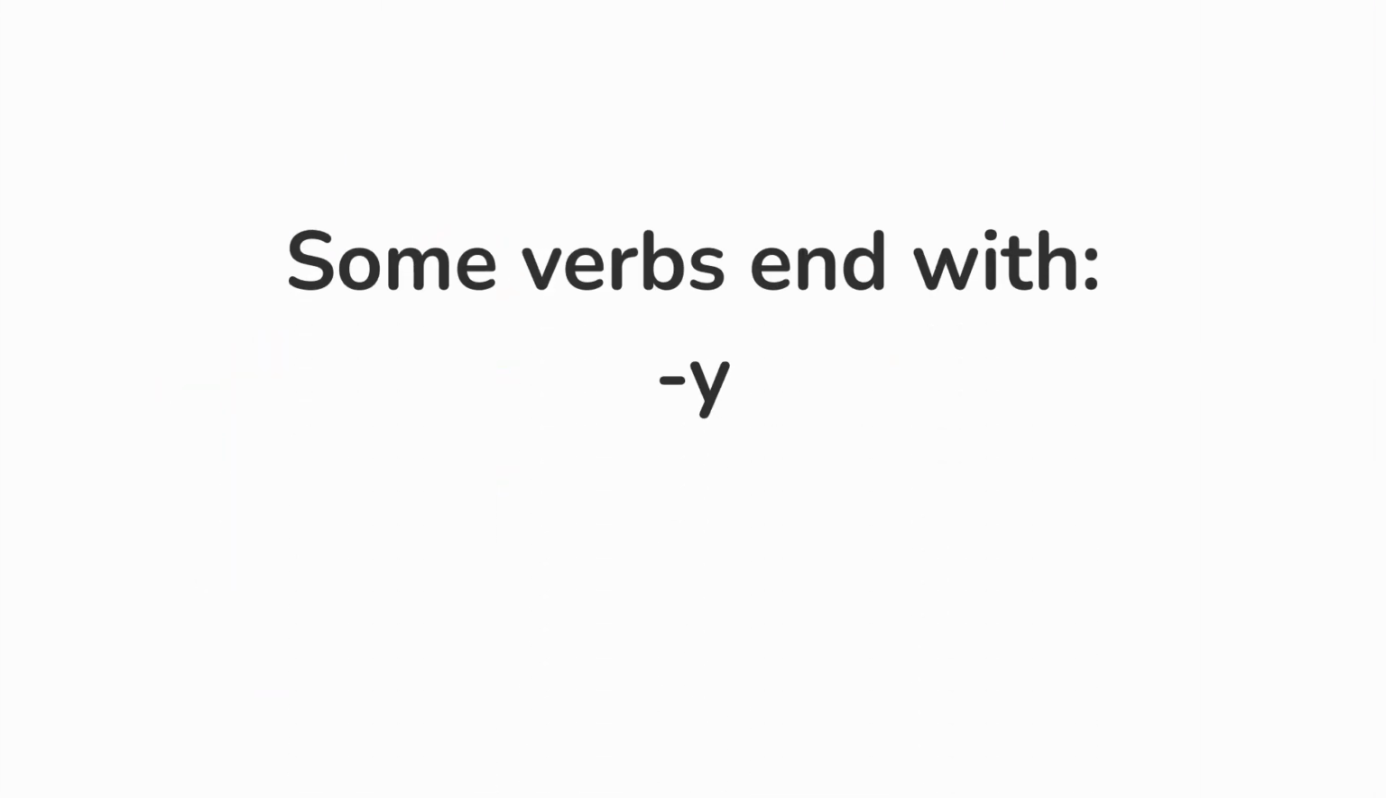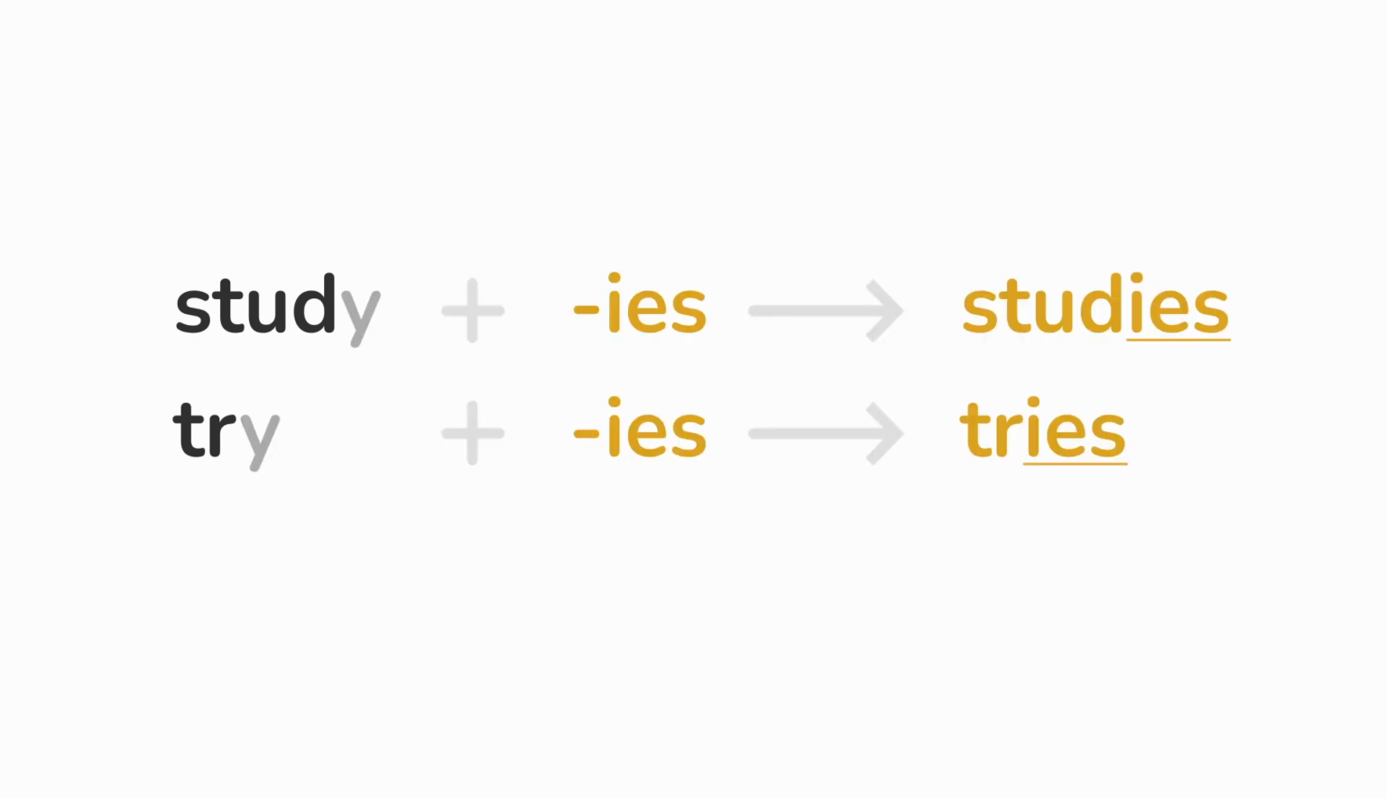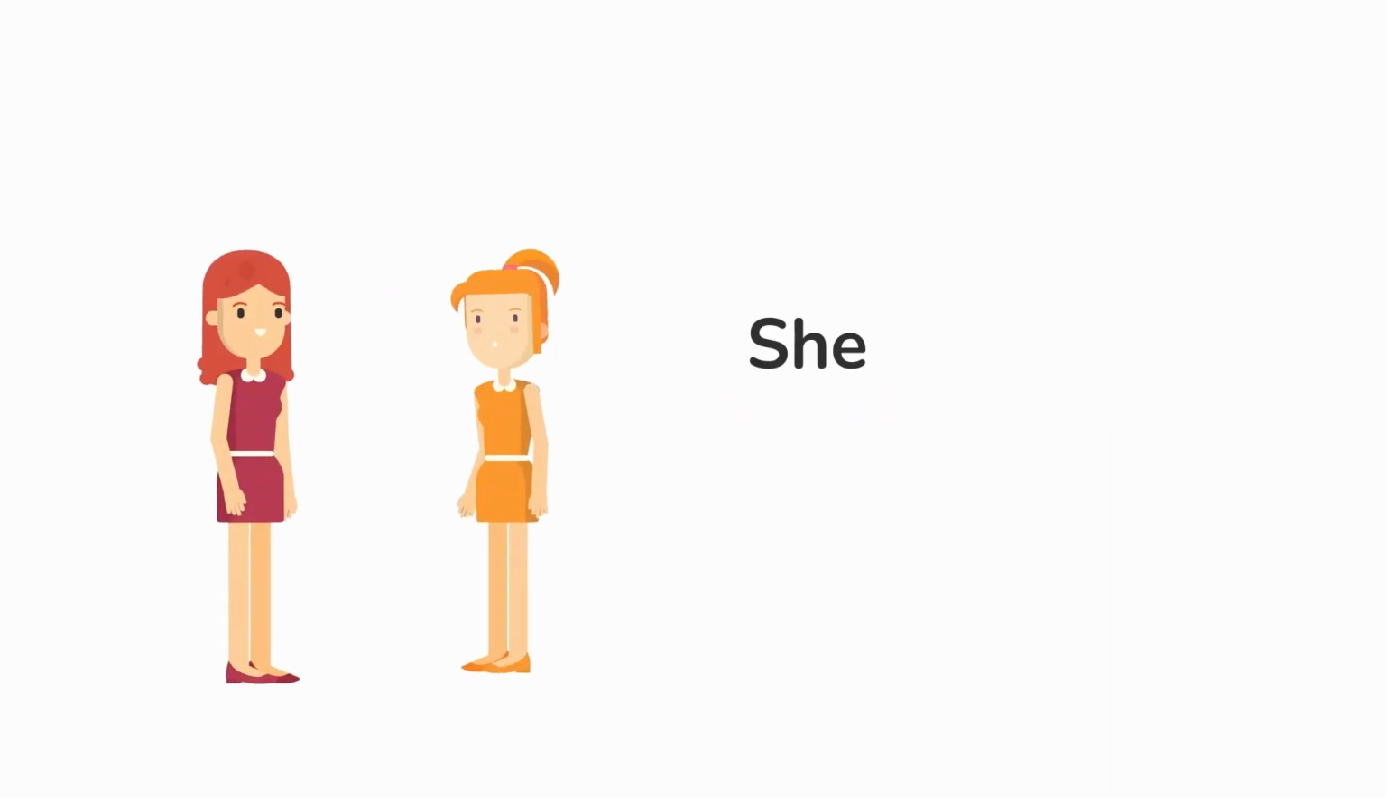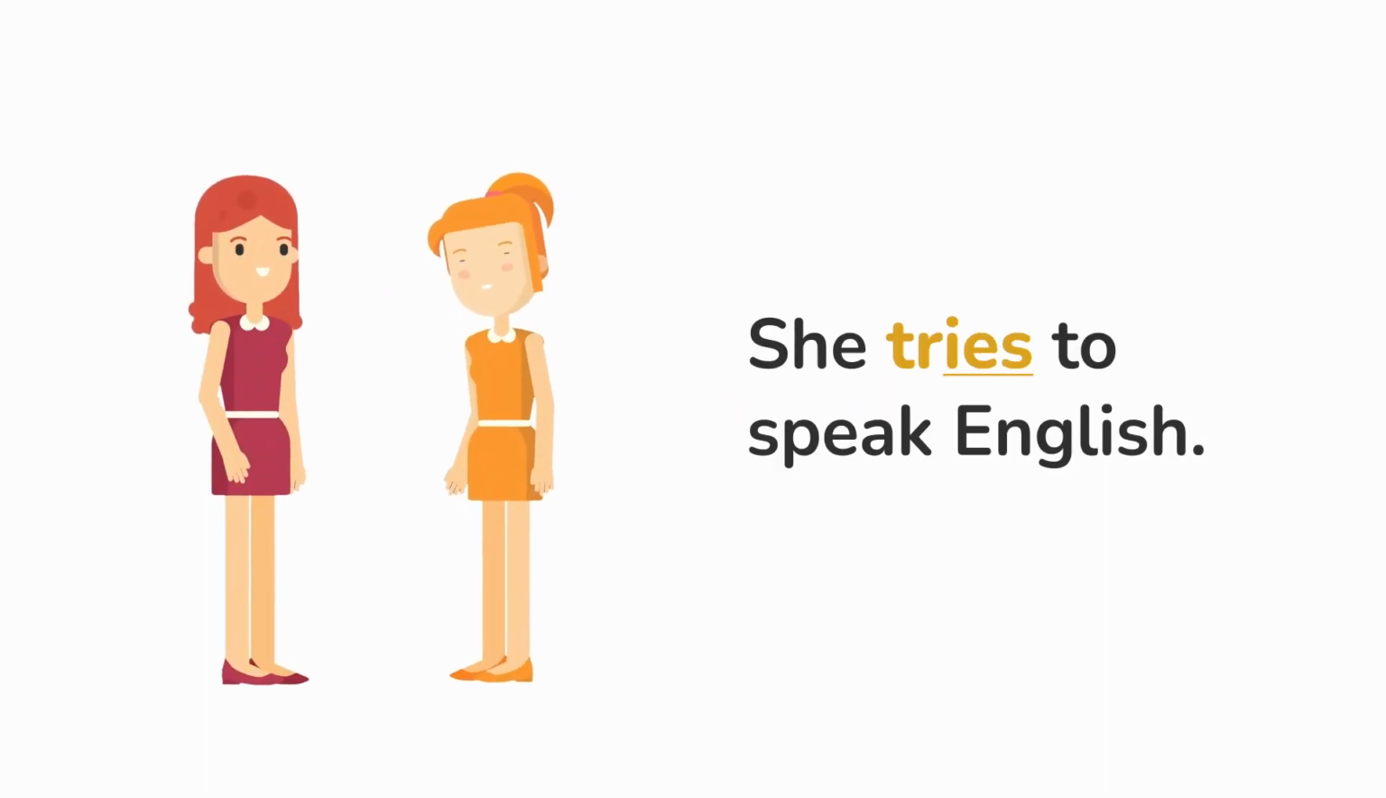Some verbs end with y. For example, study and try. Here we also don't add s, but we remove y and add ies. For example, he studies every day. She tries to speak English.